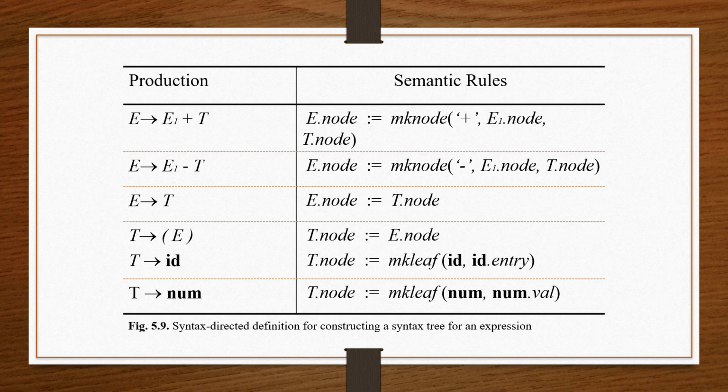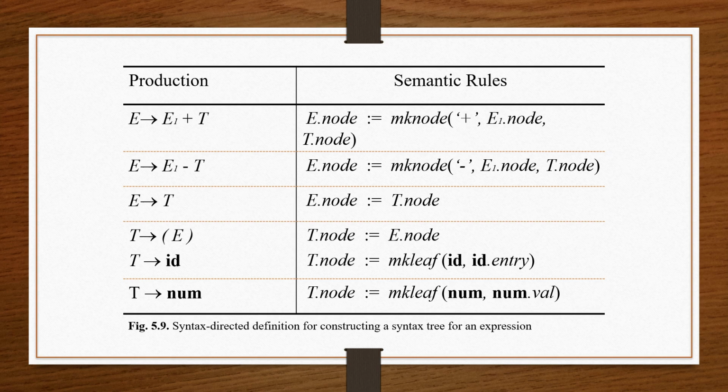Similarly, we have the second rule, the same kind of rule. Instead of the plus operator, it is now minus in the second one. Look at production 3, E derives T. Here we are not going to create any node; instead, the E node is the same as the T node, meaning the pointer is pointing to the same node. We are not copying anything, so it is pointing to a memory location. That is, the E node is pointing to the T node.